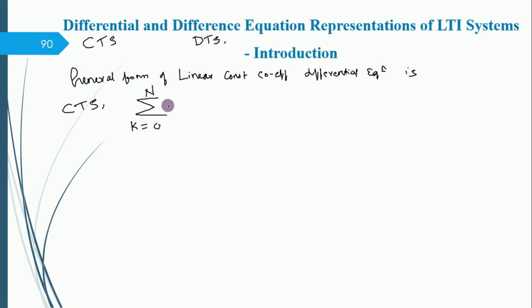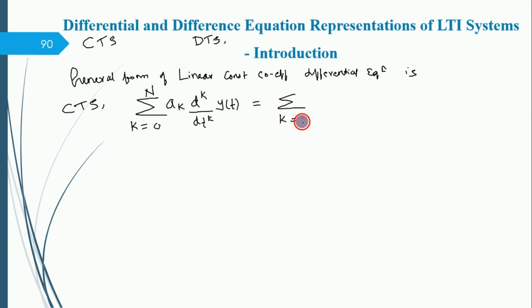Summation k is equal to 0 till n, a subscript k. Okay, so not suffix, it is subscript. Differentiation with k times, y of t is equal to summation.